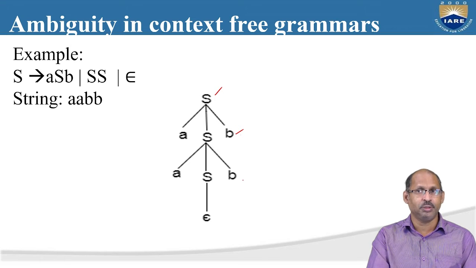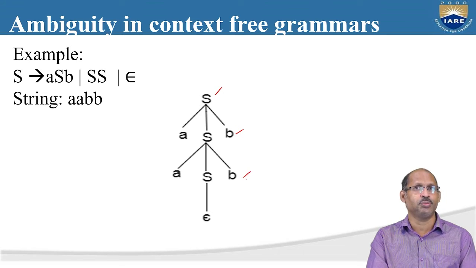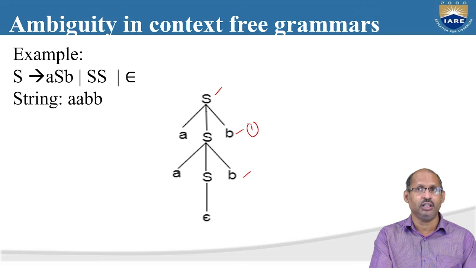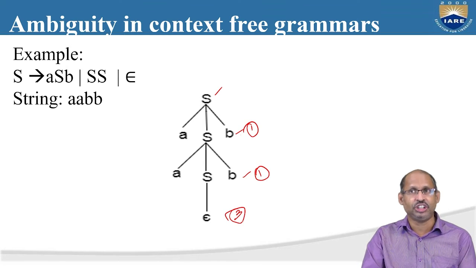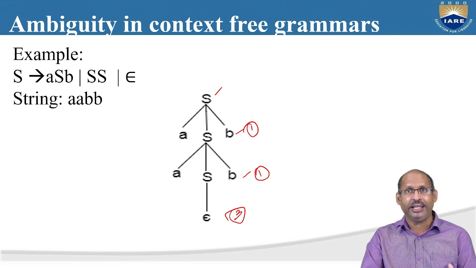Then ASB, once again ASB production. Production 1 we have selected. Once again production 1 we have selected. Then we have selected the third production. So the derivation tree follows applying production 1, then production 1, then production 3.